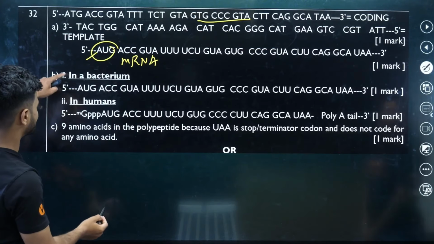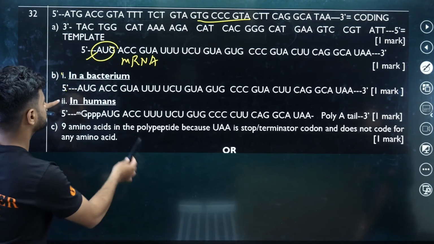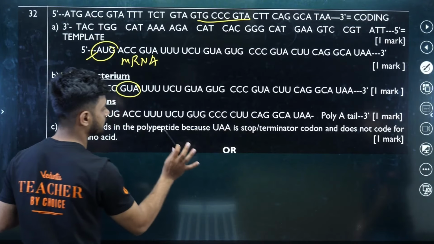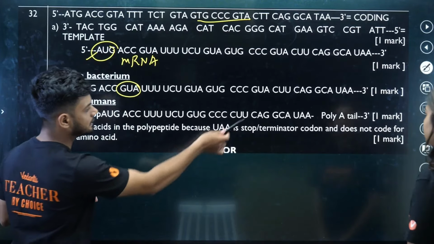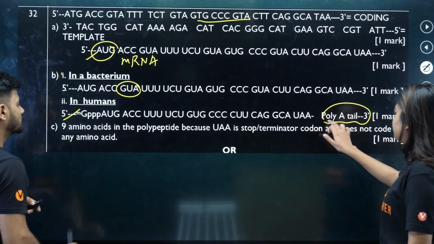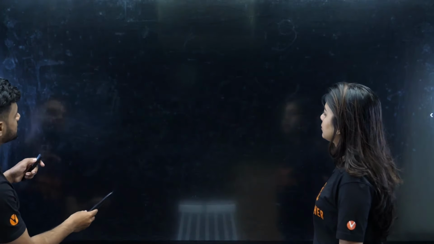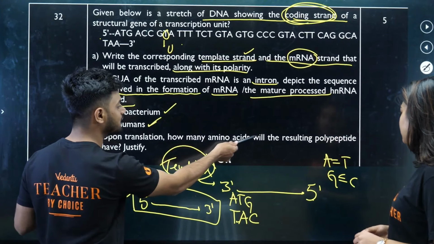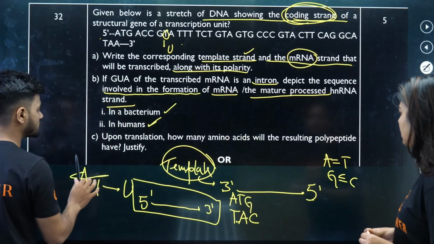Now, in the case of bacteria, it remains the same. But in the case of humans, you have to remove GUA everywhere, and capping is done. Tailing has been done, polyadenylation. What was the last question here, ma'am? I forgot to read it. Upon the translation, how many amino acids will result in the polypeptide chain, and justify?